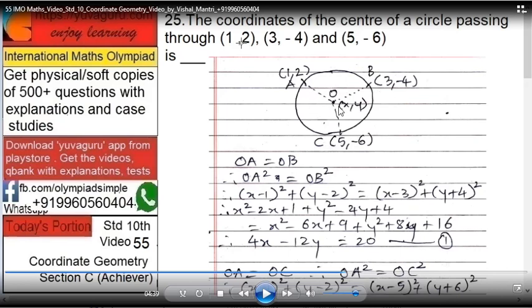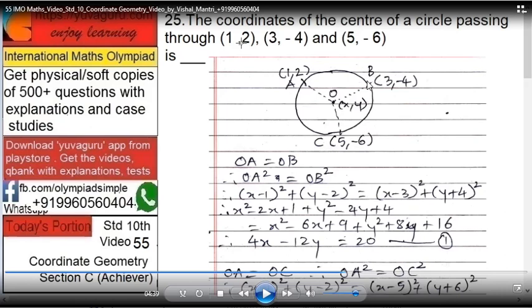Simple. So OA equals to OB. Use this first. So OA square equals to OB square, right? So what is OA square? X minus 1 the whole square plus y minus 2 the whole square equals to OB square, x minus 3 the whole square plus y plus 4 the whole square, right? Solve this. X square y square goes off. What remains? 4x minus 12y equals to 20. Equation number 1.